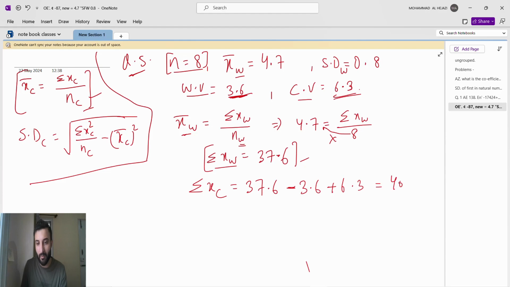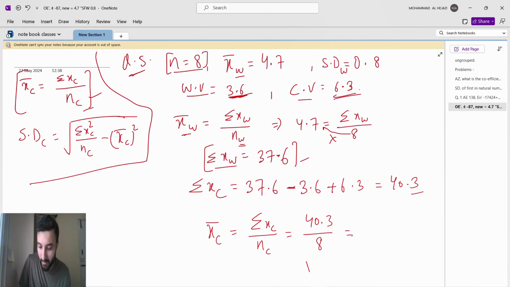So correct sum of all the observation is 40.3. From here we will get the correct mean, right? Correct mean is what? Yes, correct sum of all the observation divided by correct total number of observation. So sum of all the observation is 40.3 divided by number of observation, which is the same 8. 40.3 divided by 8, 5.03. That's it.